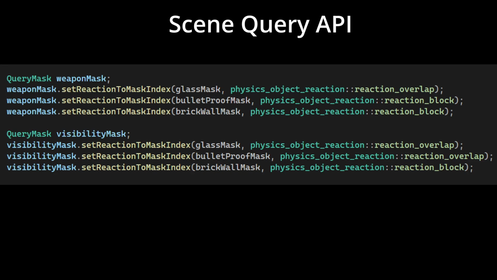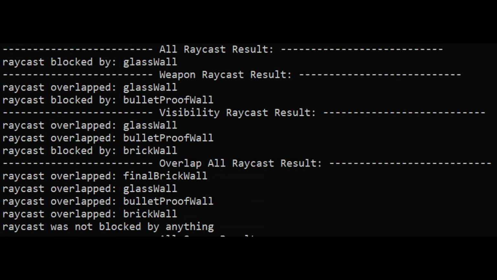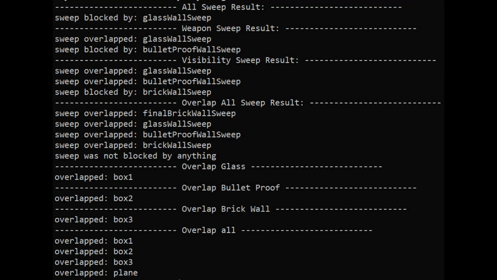In the image above, we have a weapon mask that blocks objects with a bulletproof mask and a brick wall mask, but overlaps objects with the glass mask. On the other hand, we have the visibility mask that overlaps the glass mask and bulletproof mask, but is blocked by the brick wall mask. Objects can be assigned to a mask as shown in the image above. The result is a raycasting system that can report different blocks and overlaps depending on the query mask set. The same system works for sweeps and overlaps, although in the case of overlaps, setting the reaction to block or overlap in the query mask would be the same thing.